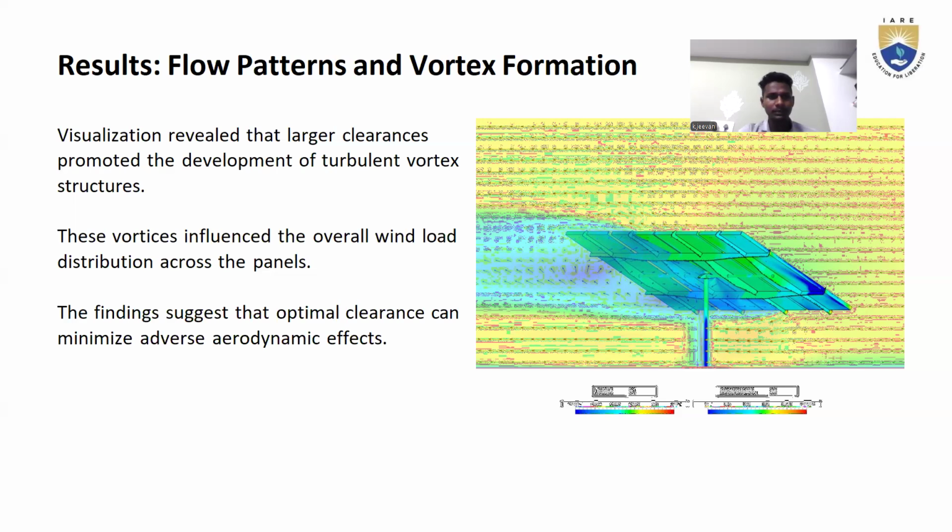We observe the flow patterns visualized related to large clearance, which promotes the development of vortex structures. Overall, the wind load is distributed across the panels. The flow patterns suggest that optimal clearance can minimize adverse effects.